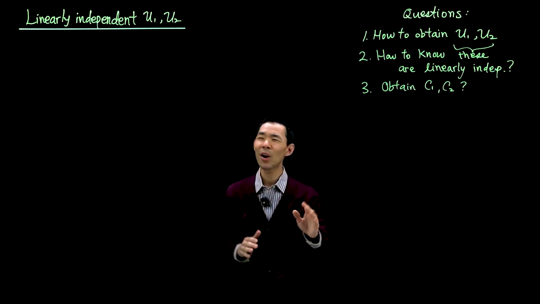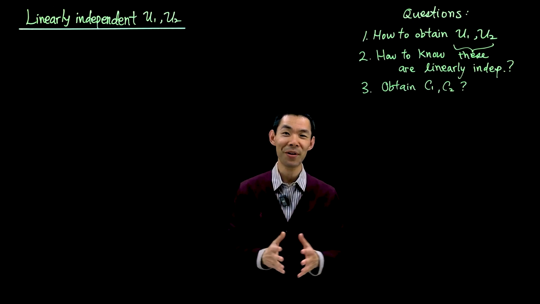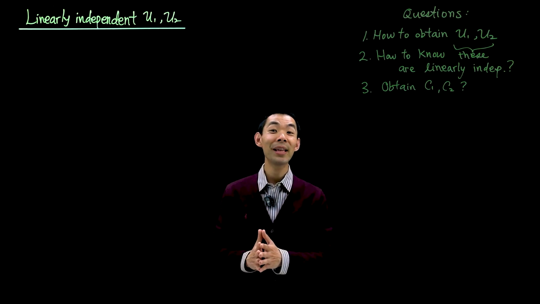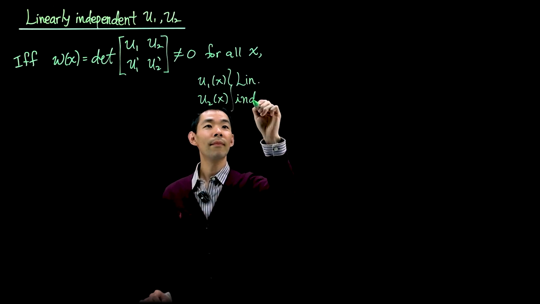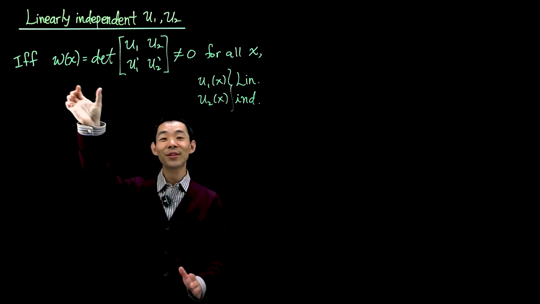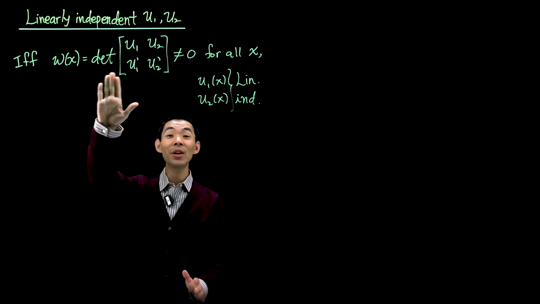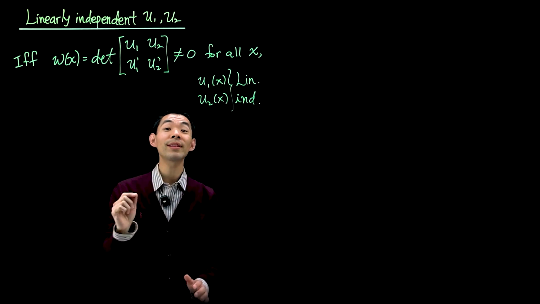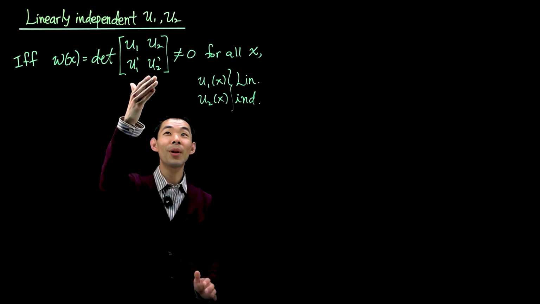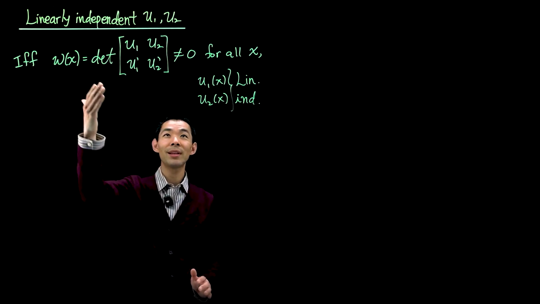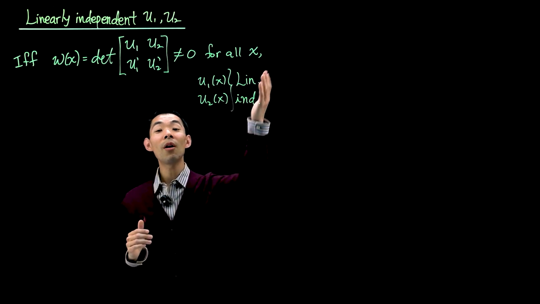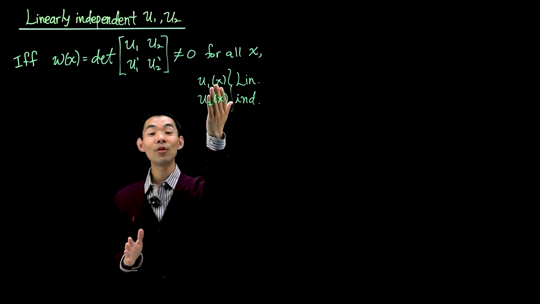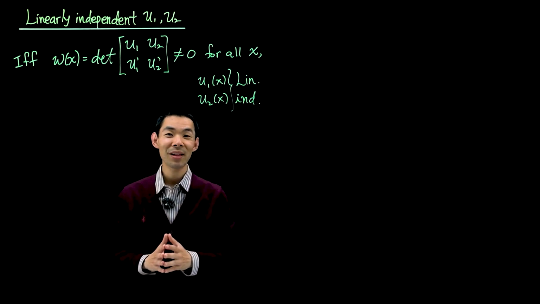In fact, let's take a step back. What does linear independence even mean for a function? Let's first define what we mean when two functions are linearly independent of each other. If and only if this function W, which is the determinant of your two solutions, u1 and u2, and their derivatives, u1 prime and u2 prime, is not equal to 0 for all x, then you are guaranteed that the two solutions that you found, u1 and u2, are linearly independent of each other.